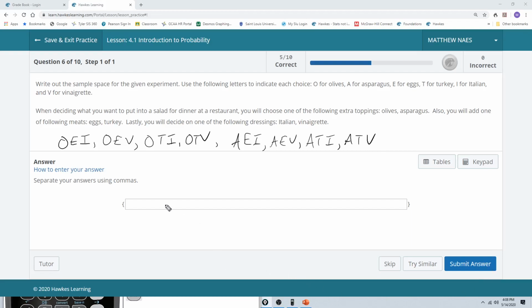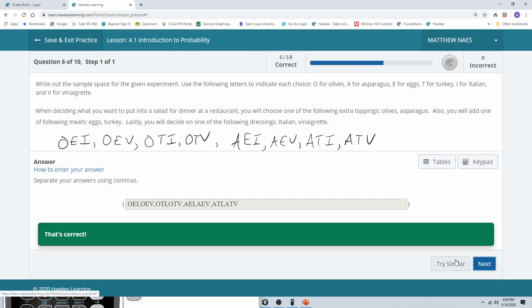So they want you to type that in with a comma in between each. So let's show you that. We got it written up here. Capitalize everything. O-E-I, comma, O-E-V, comma, O-T-I, comma, O-T-V, comma, A-E-I, comma, A-E-V, comma, A-T-I, and then A-T-V. And there we go.